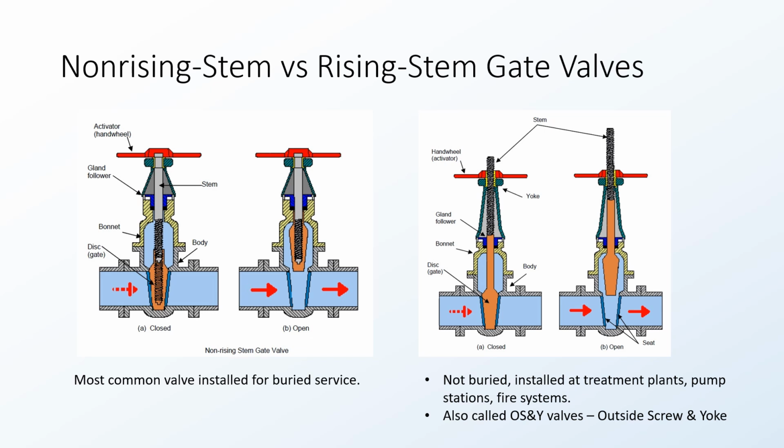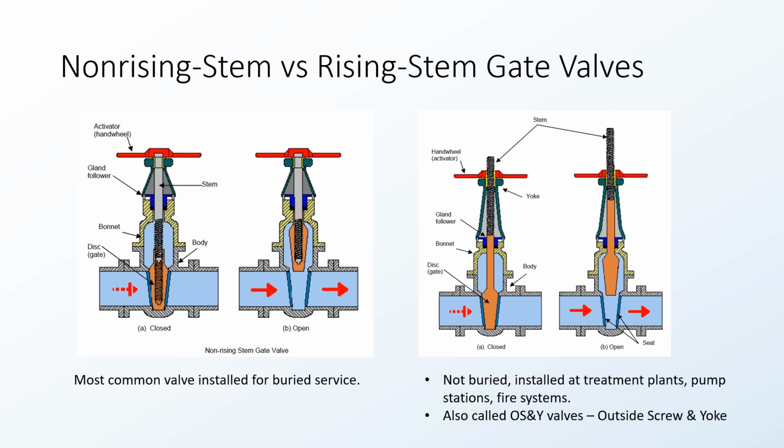And then you won't see a hand wheel either. A lot of times you'll see an operating nut installed on top of these that you can fit a valve key on to operate the valves. With the rising stem gate valves, that's typically on fire services, where you're going to see these valves, or in pump stations.